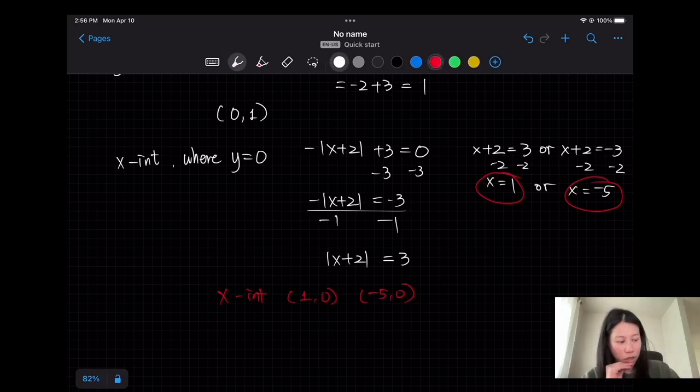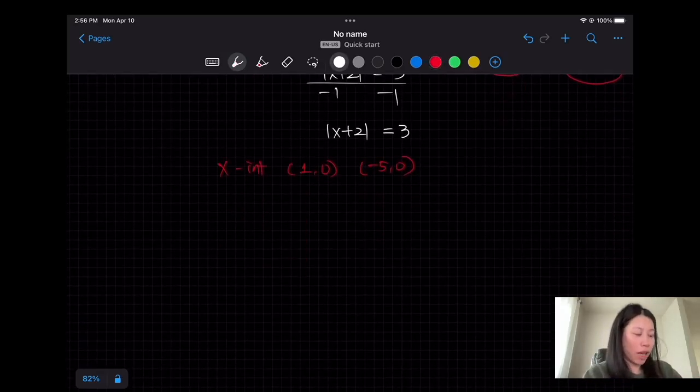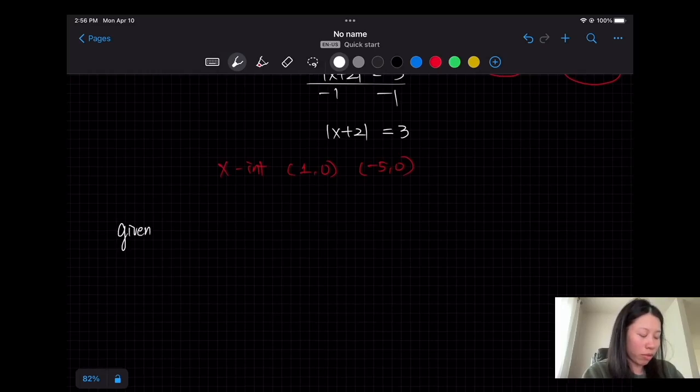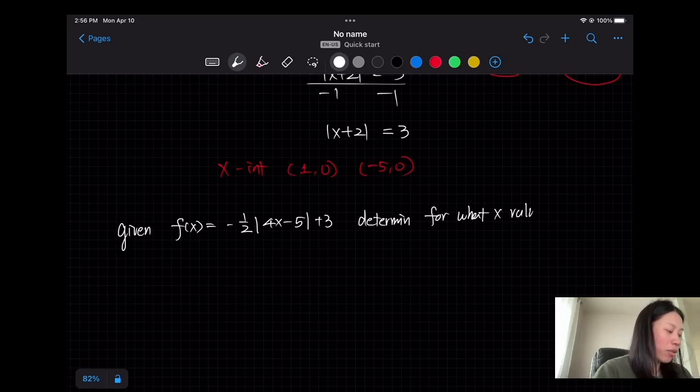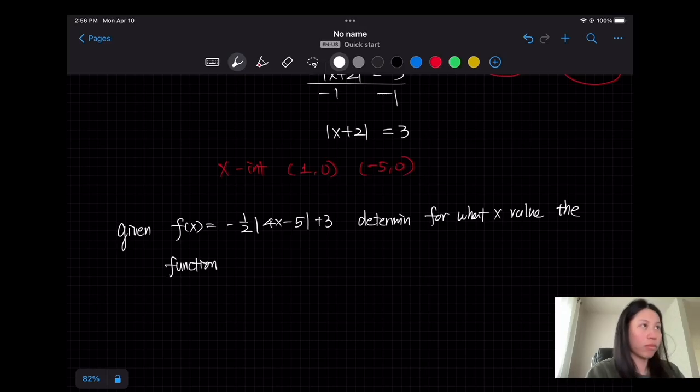So some other possible example would be, hey, if I'm giving you a function, f(x) = -1/2 |4x - 5| + 3, and I want you to determine for what x value the function values are negative.